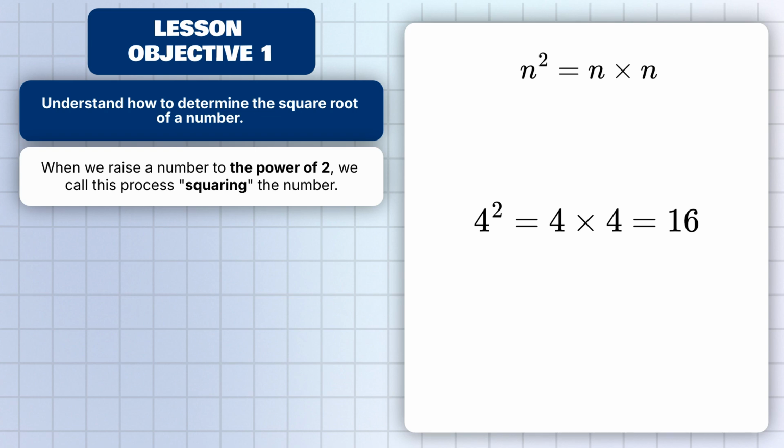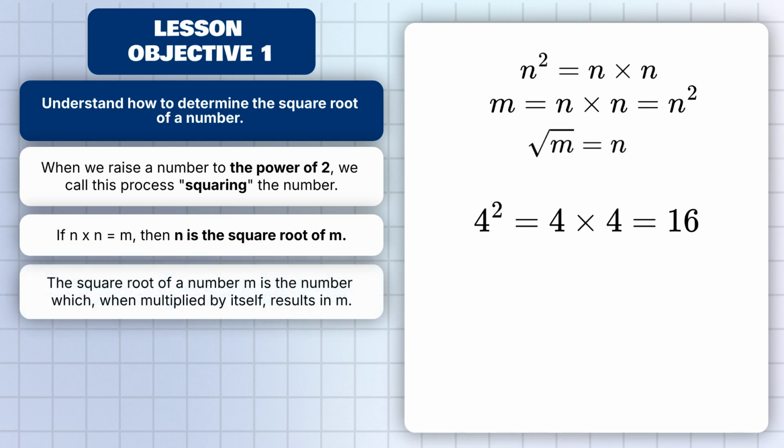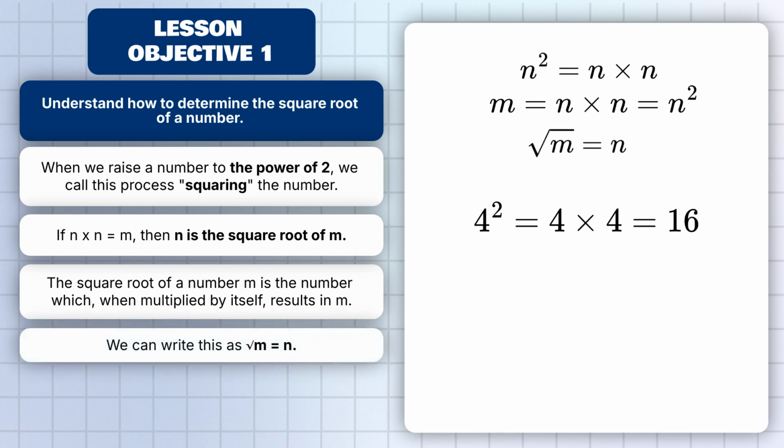Next, let's move on to square roots. Let's say n squared, which is n multiplied by n, is equal to m. Then n is the square root of m, as the square root of m is the number which, when multiplied by itself, results in m. We denote the square root of m using a square root symbol, as shown.